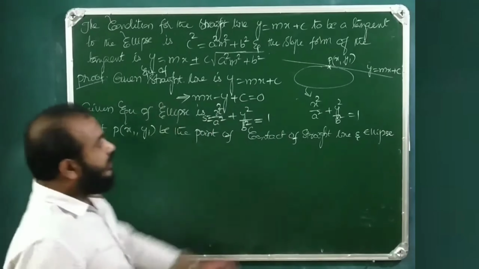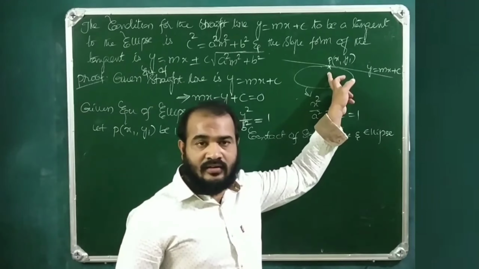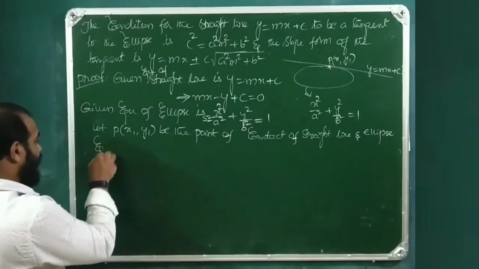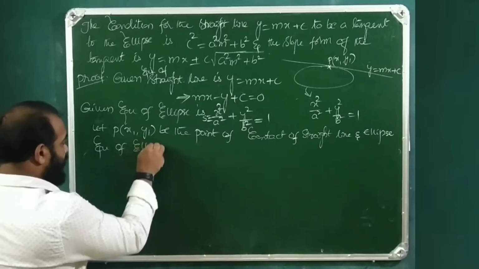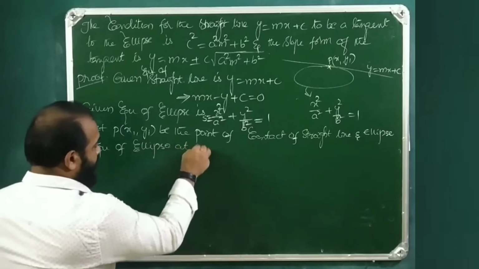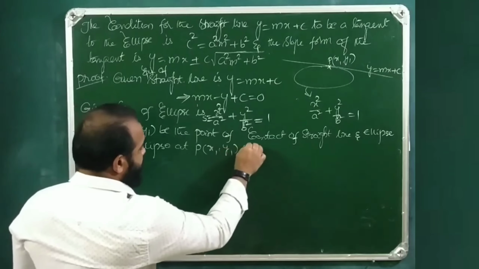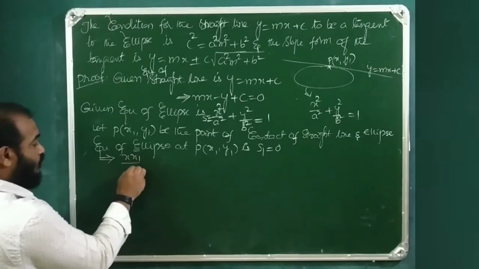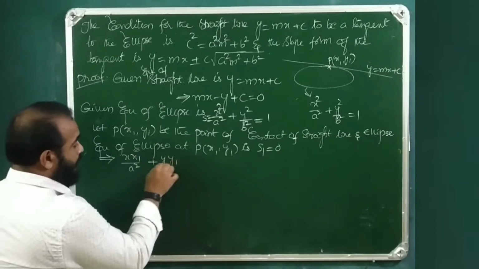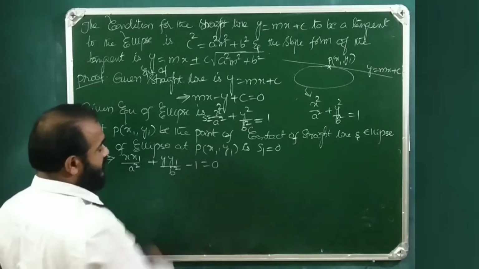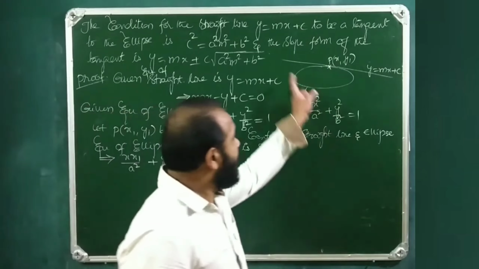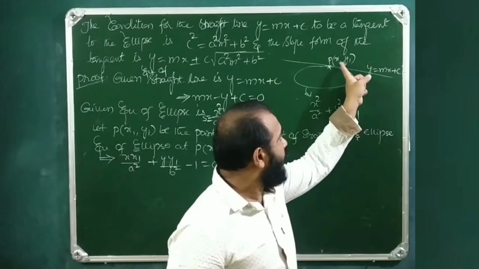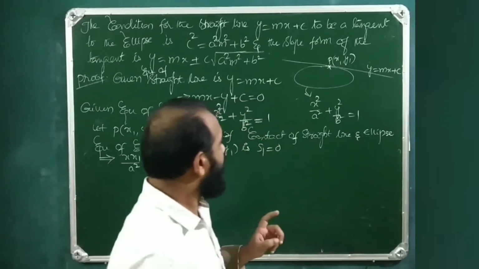So at P(x1, y1), what is the equation of the straight line? What is the equation of the ellipse? The equation of the tangent at P(x1, y1) is S1 equals to 0. That is xx1 by a square plus yy1 by b square minus 1 equals to 0. So this is the equation of the tangent at P(x1, y1) to the ellipse S equals to 0.